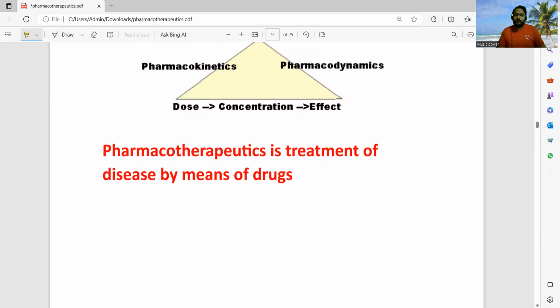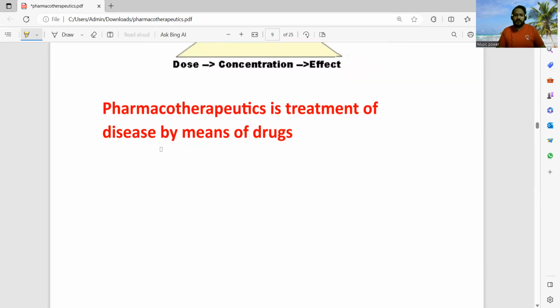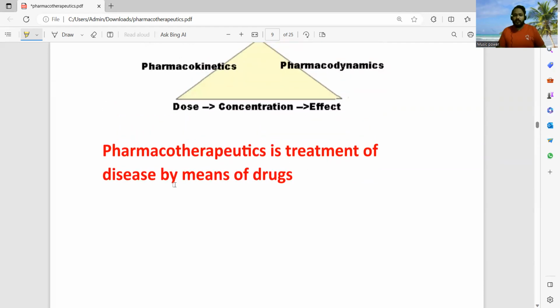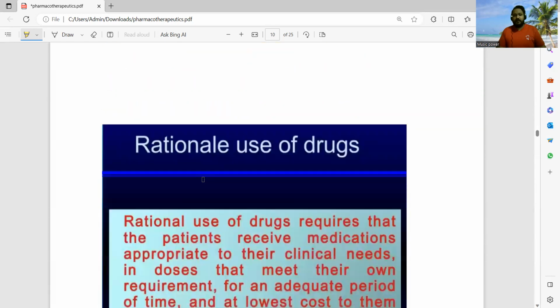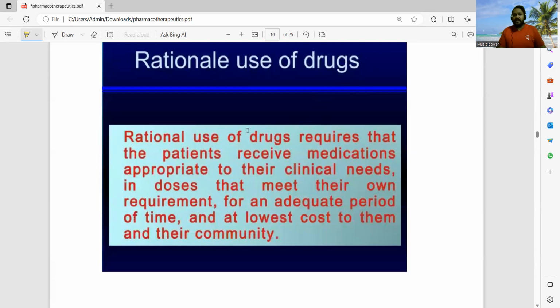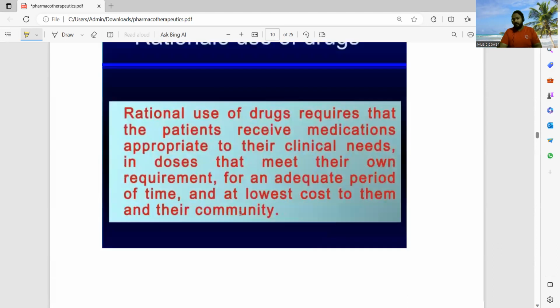And if the concentration of the drug is more than required, it can cause toxicity and additional side effects can be observed. Pharmacotherapeutics is the treatment of disease by means of drugs. And rational use of medicine requires that the patient receive medication appropriate to their clinical needs, in doses that meet their own requirements, for an adequate period of time, and at the lowest cost to them and their community.